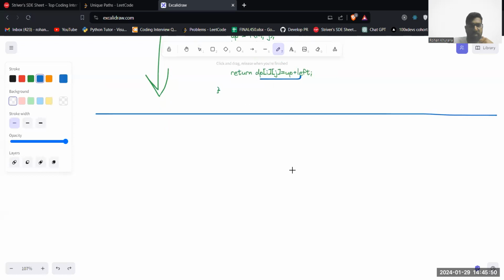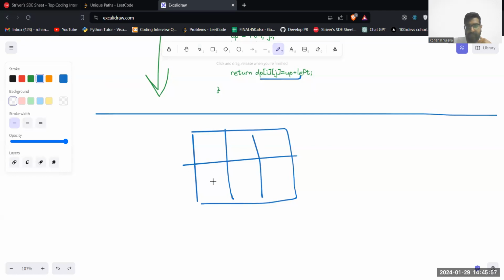Okay. Let's take this example, a 2x2 matrix, right? The robot is standing here and it needs to reach this point, right? Sorry, let's say this is the final thing, this is the solution. Great. It can go down, it can go right, right?